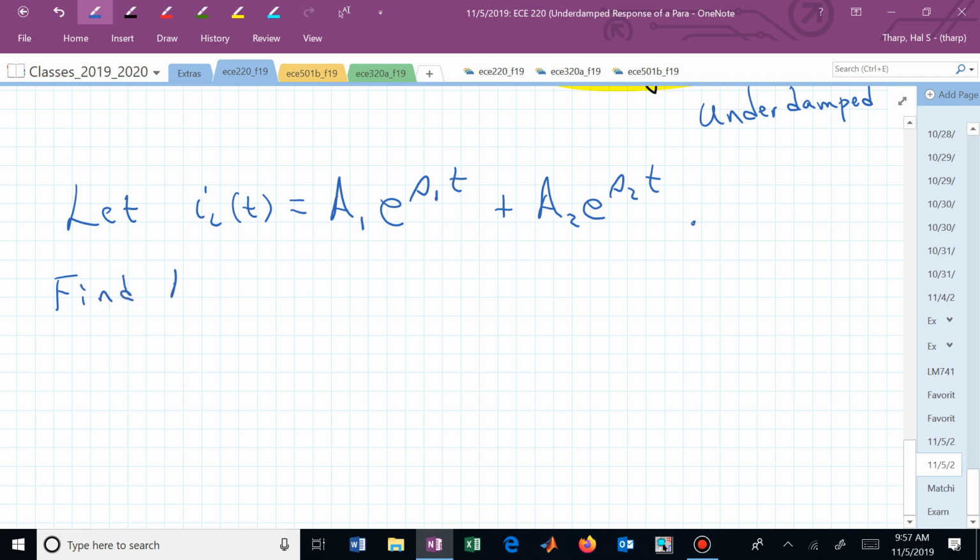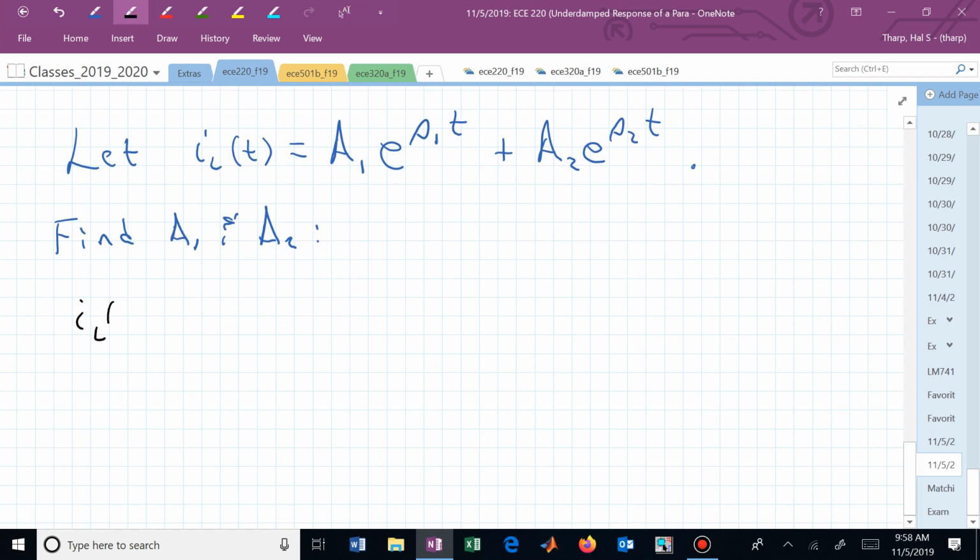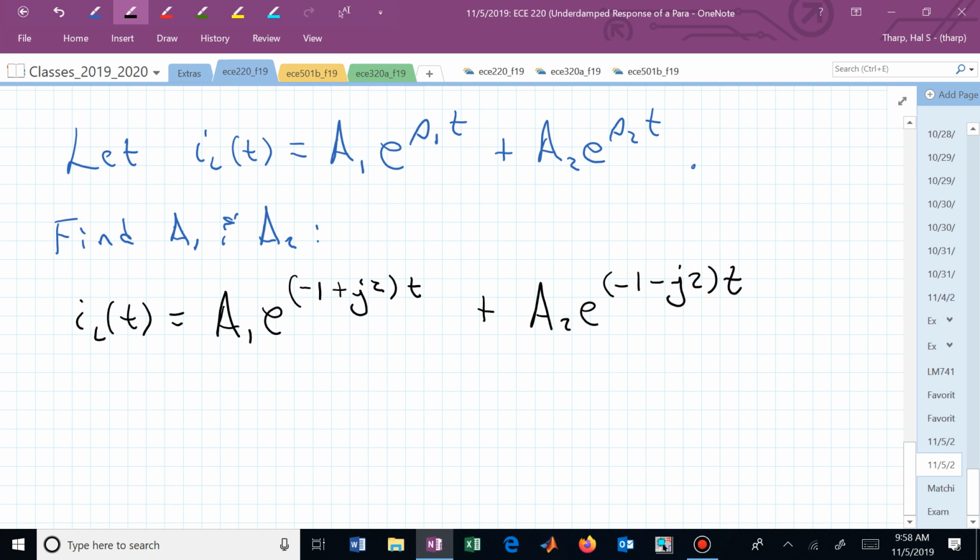We want to now find A1 and A sub 2. Well, we already know what S1 and S2 are, so let's just plug those in. We have A1 e to the S1 t, where S1, let's say, is minus 1 plus j2. And we're not doing it in general. We're doing it for a specific pole pair, S1 and S2. A sub 2, e to the minus 1 minus j2 times t.